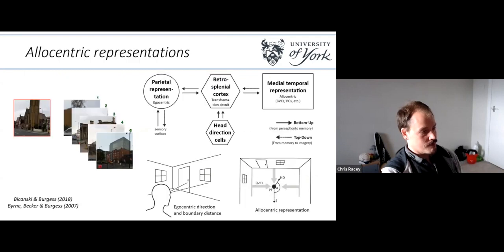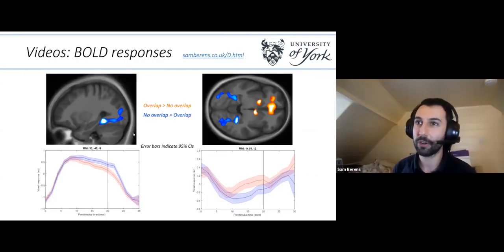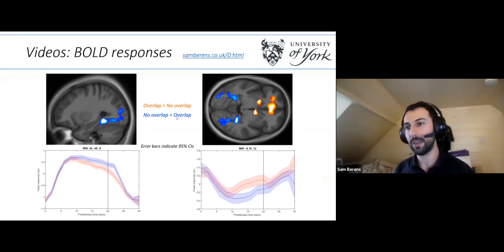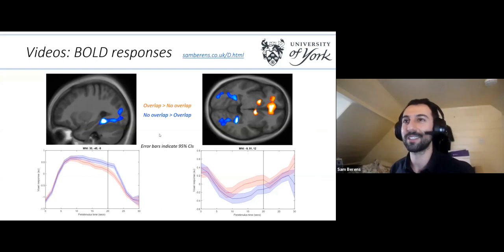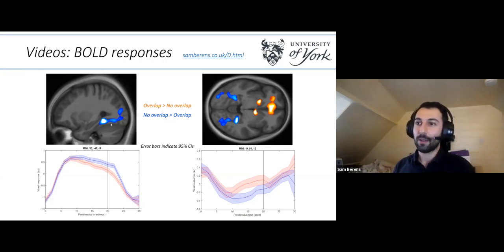No worries. So, as I say, exploratory analyses now. We recorded brain activity as participants were watching the videos, but we didn't have any hypotheses. So this is truly all exploratory, and we just did a simple BOLD contrast, overlap versus no overlap. We found higher levels of activity while participants were watching the no overlap video in the parahippocampal cortex, and all the way in sensory regions as well, late sensory visual cortices.